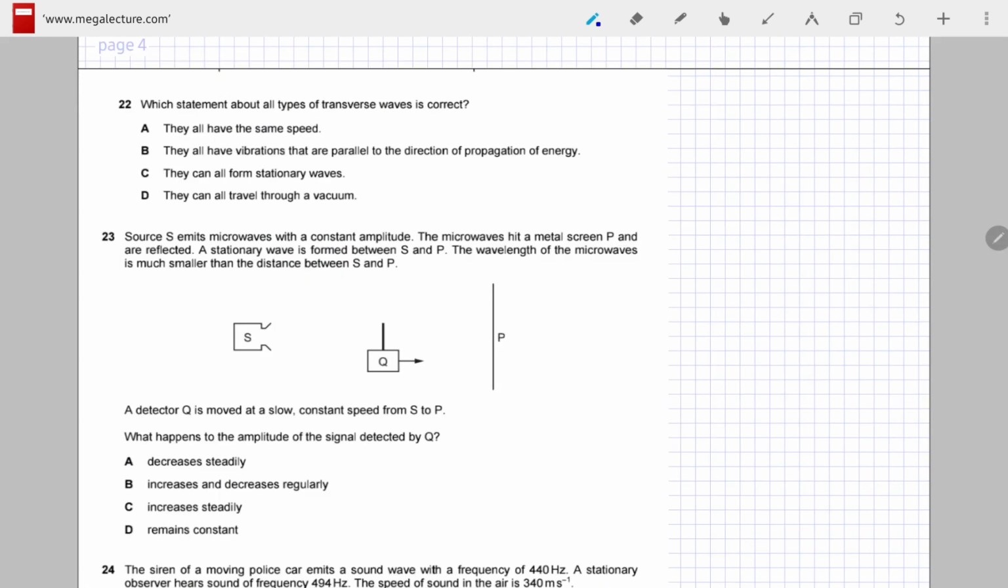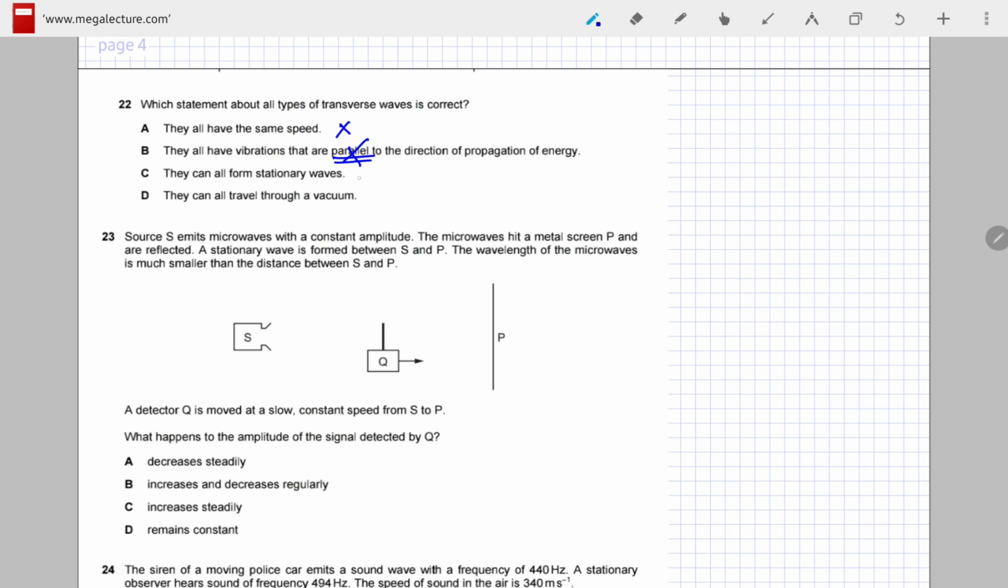Problem number 22, which statement about all types of transverse waves is correct? Let's start with the first one. They all have the same speed, so we know that's obviously wrong. They all have vibrations that are parallel to the direction of propagation. No, that's not correct because we know that they're not parallel, but they're actually perpendicular to the direction of propagation of energy. They all can form stationary waves, so that's correct, right?